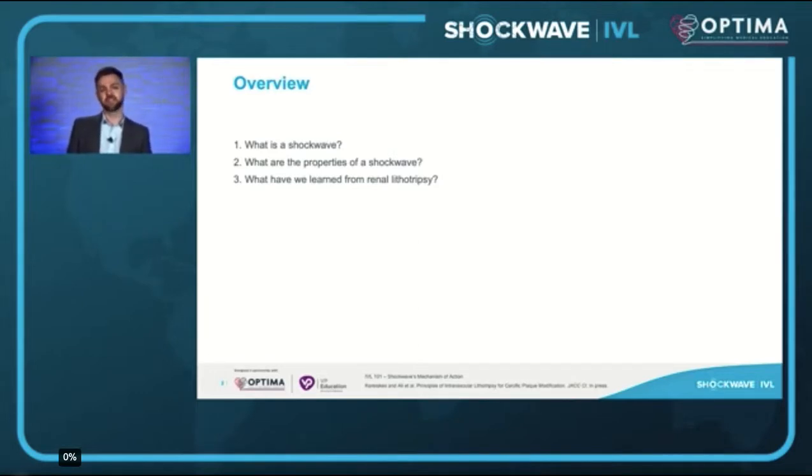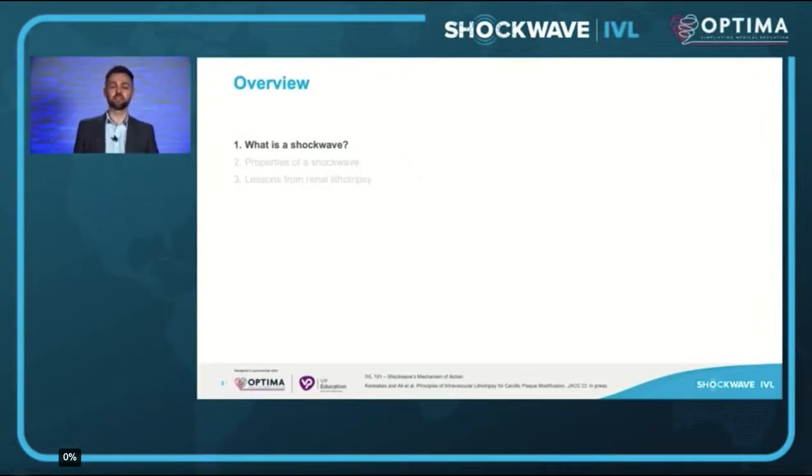And I think if we understand these different things, then it really helps to explain why intravascular lithotripsy is such an exciting technology, and we can really begin to appreciate what adaptations have been made to the technology for the intravascular environment to maximize its efficacy and minimize the risk of complication. And that's something that Ziad's going to talk about in a subsequent presentation.